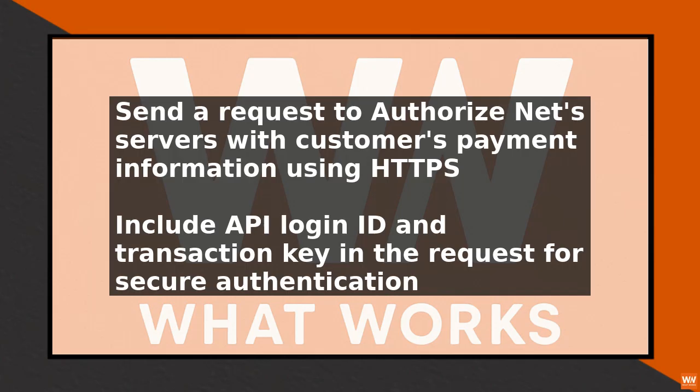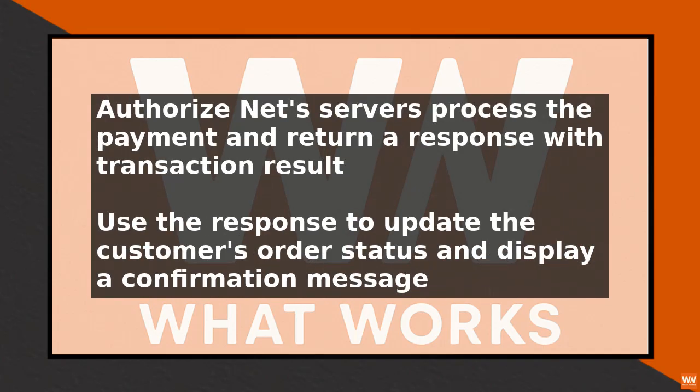The AIM integration involves sending a request to Authorize.Net's servers with the customer's payment information, such as credit card number, expiration date, and amount. The request is sent using HTTPS protocol to ensure security. To send the request, you need to create a form on your website that collects the customer's payment information and then uses this information to create a request to Authorize.Net's servers. The request should include the API login ID and transaction key, as well as the payment information.